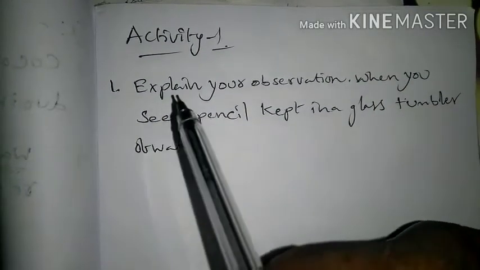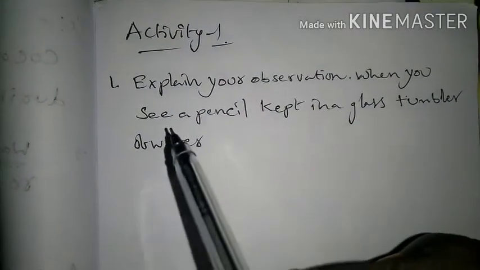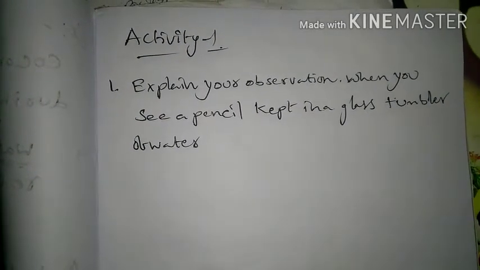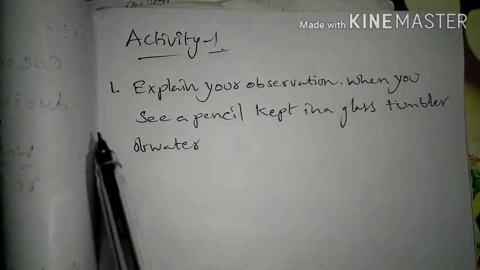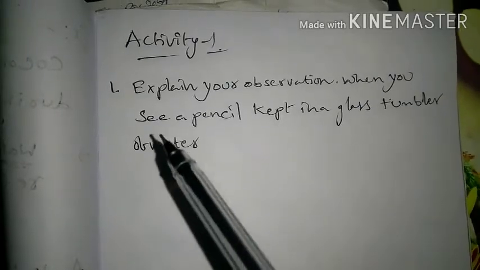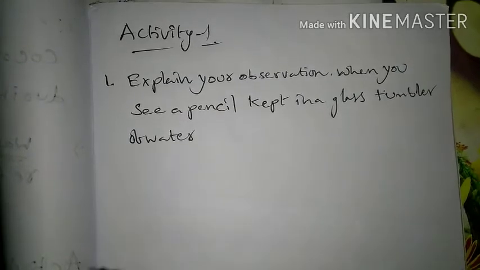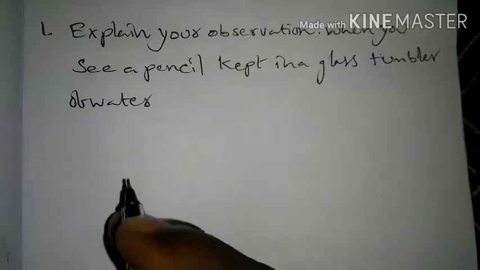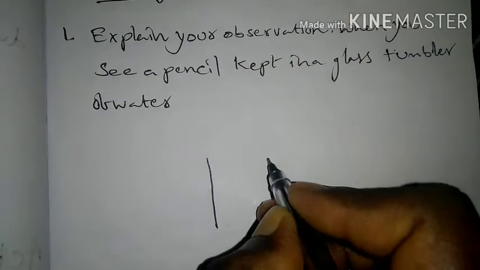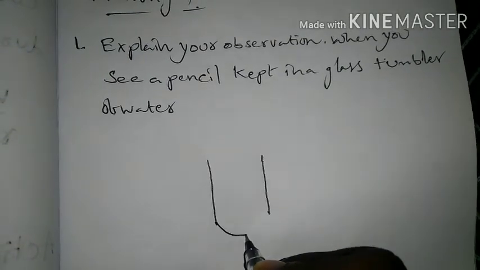Question: explain your observation when you see a pencil kept in a glass tumbler of water. This is the question. Now take a glass tumbler. This is a glass tumbler.